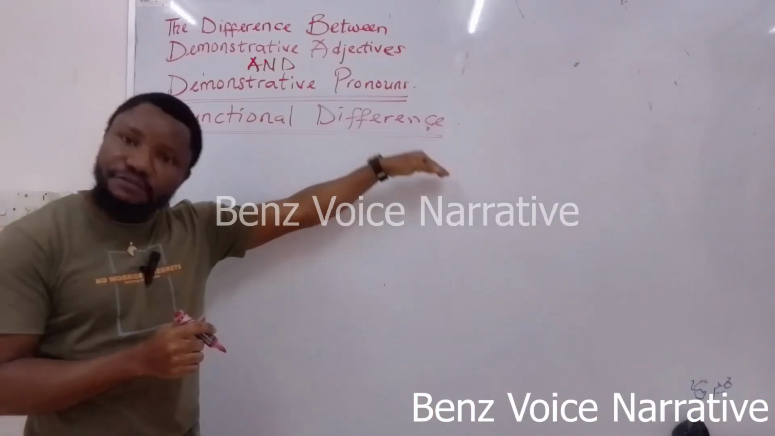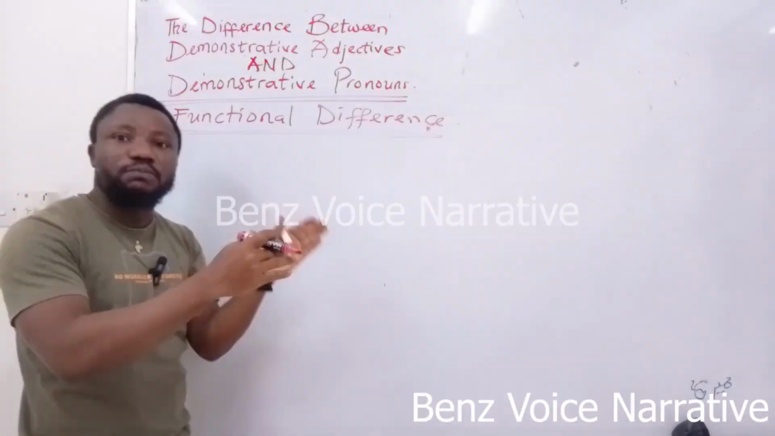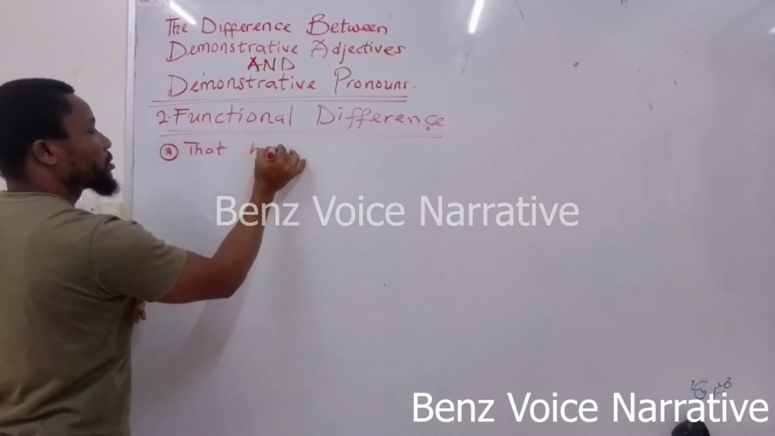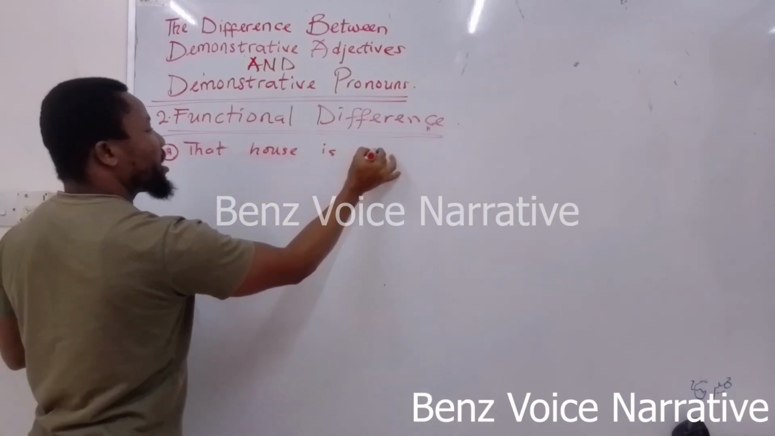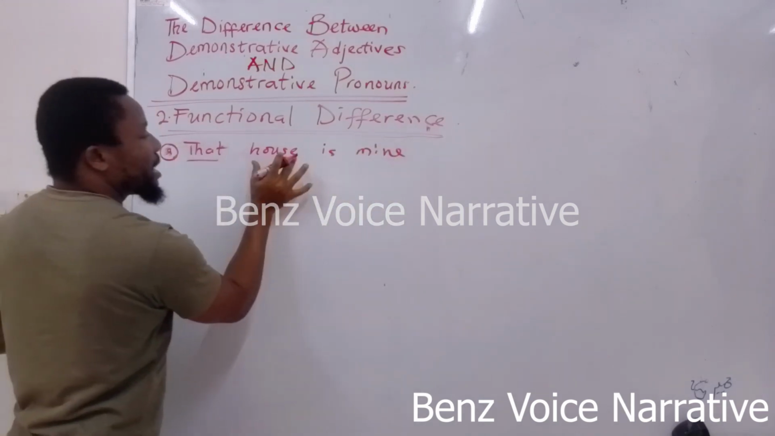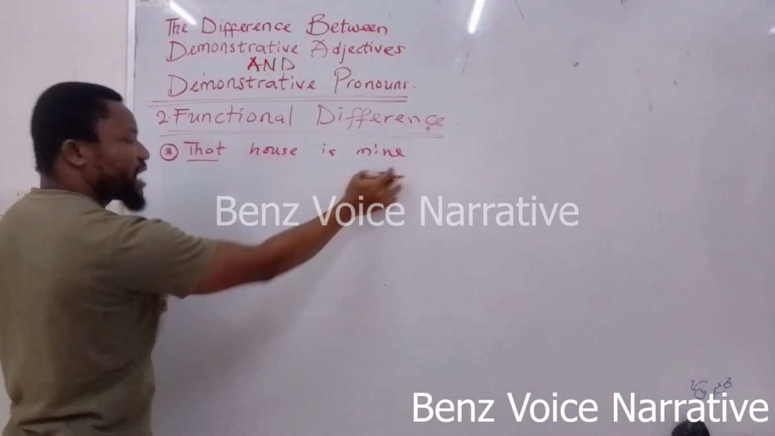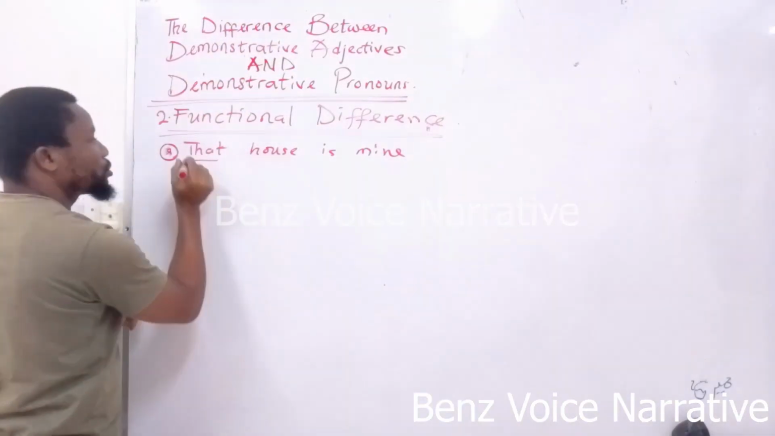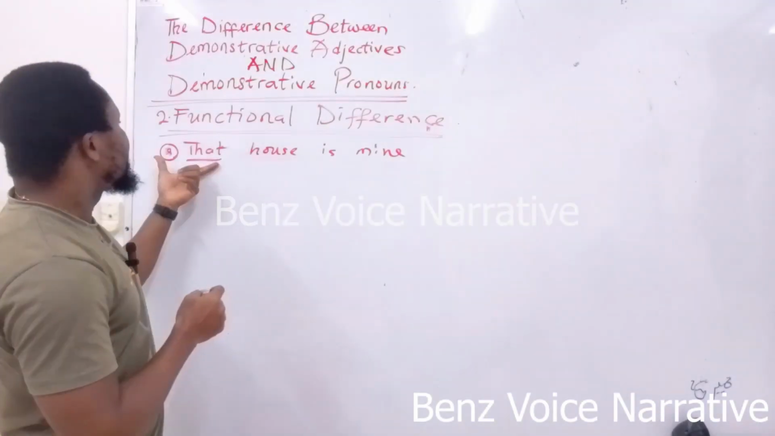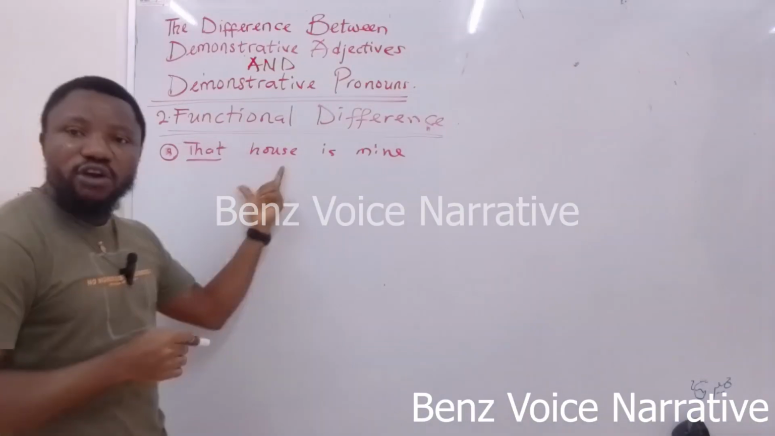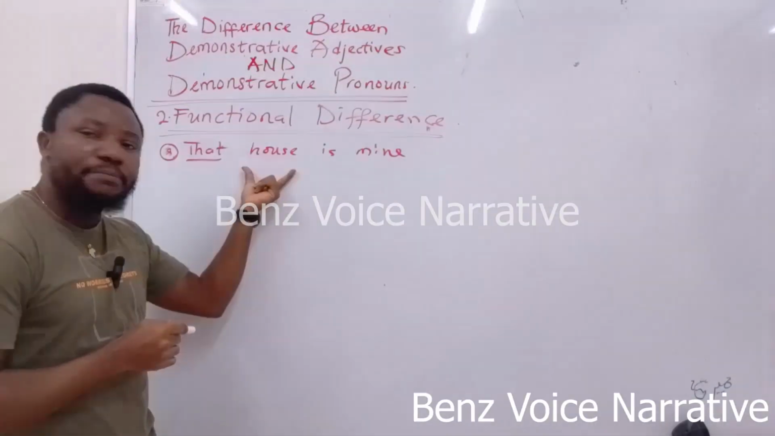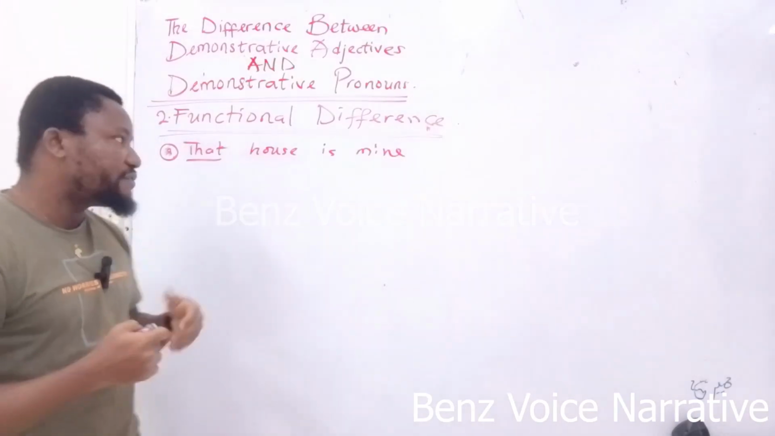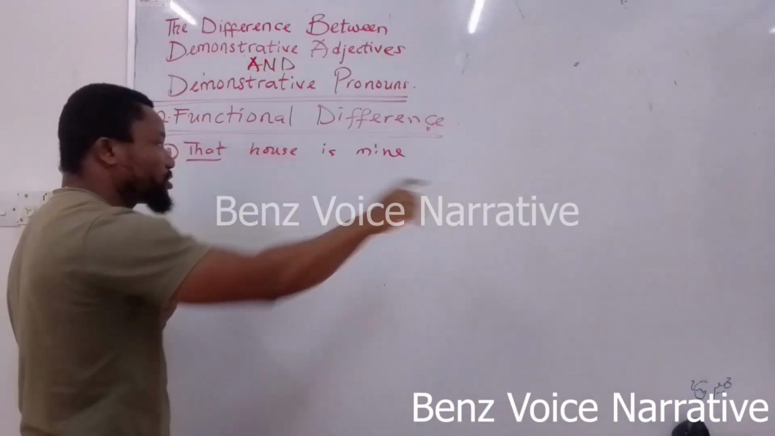And under this functional difference, we have the structural difference still come into play. So let's have an example. That house is mine. Which house is mine? Is it this house? No. Are you talking about those houses? No, I mean that house. So "that" here is a demonstrative adjective because it's pointing, it's modifying, it's describing the house that I am referring to. It's pointing to the specific house that I have in mind. I mean, that house is mine.